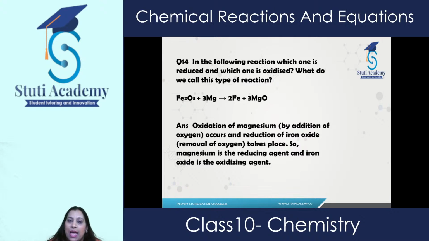In the following reaction, which one is reduced and which one is oxidized? What do we call this type of reaction? This reaction is between iron oxide and magnesium. So, magnesium combines with oxygen. It means it is an oxidation reaction. When we are adding oxygen, that agent becomes an oxidizing agent. And here we are removing oxygen from iron, so it becomes a reducing agent. So this is the reduction reaction.